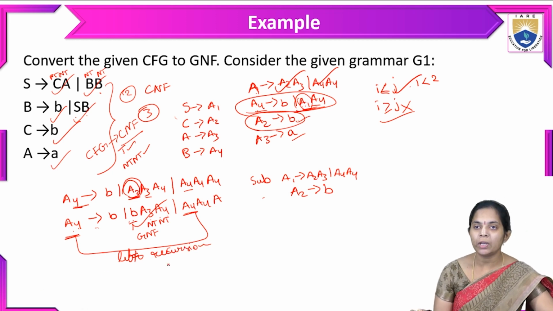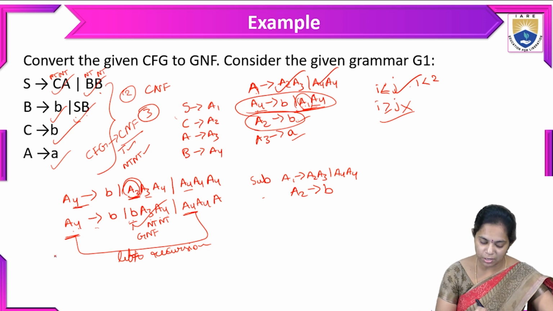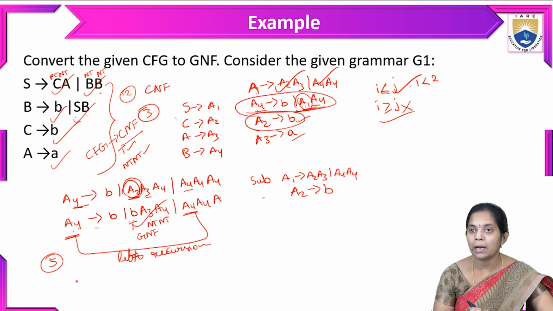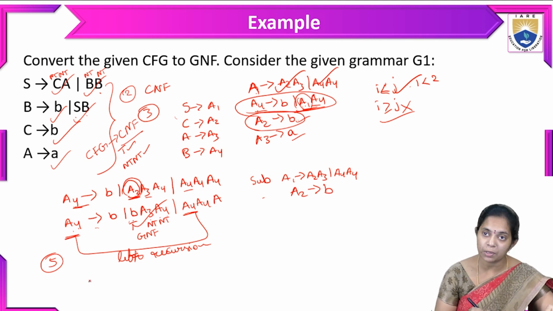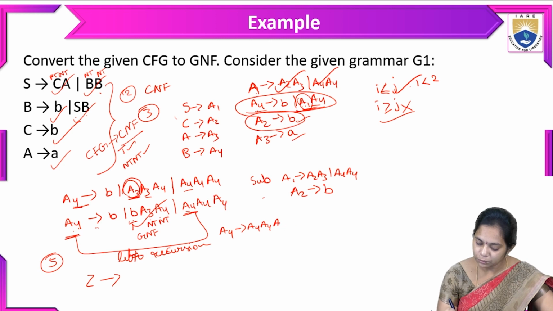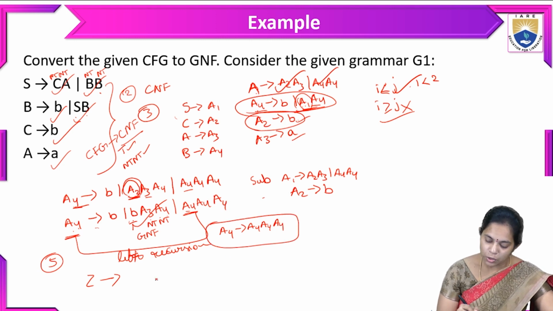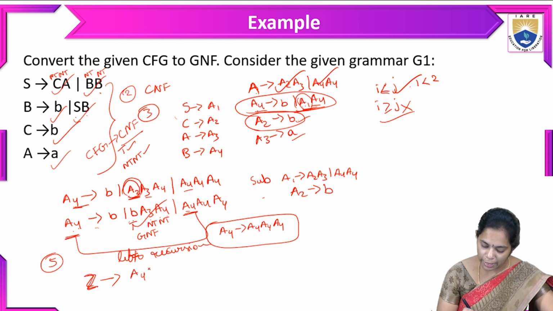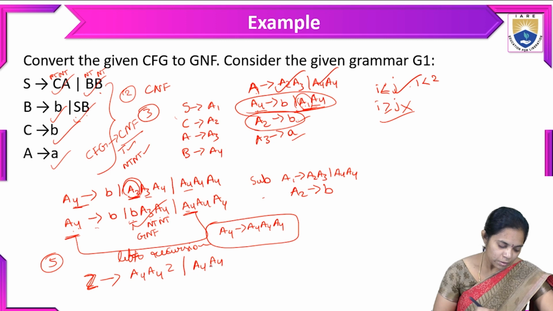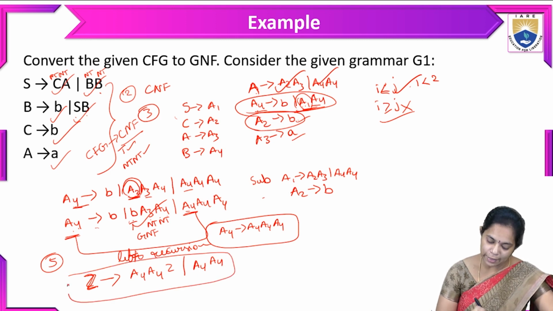So in the left recursion, what will we do? This is the fifth step. In the left recursion, we will add a new non-terminal symbol Z. Z tends to, here we have the production rule. Which one do we have to edit? A4 tends to A4, A4, A4. This is the thing we have to edit. So in this place, we will write the new non-terminal symbol, that is A4, A4, Z, and A4, A4. So this is the newly added production rule.